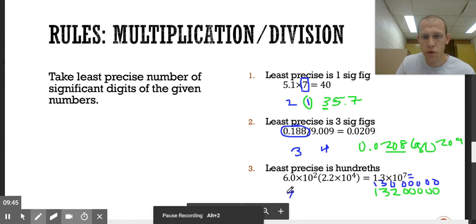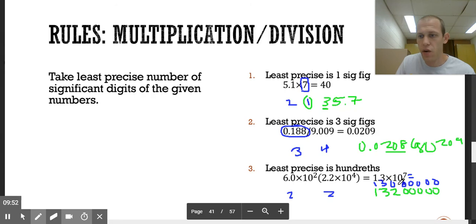For this last one, we both have 2 significant figures, so the answer is going to have 2. Written in scientific notation, it would be that. Without scientific notation, it would be that big number in blue.